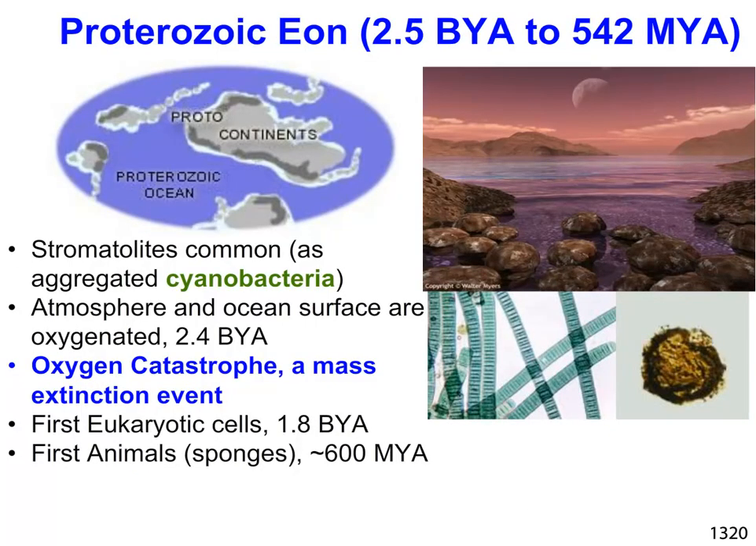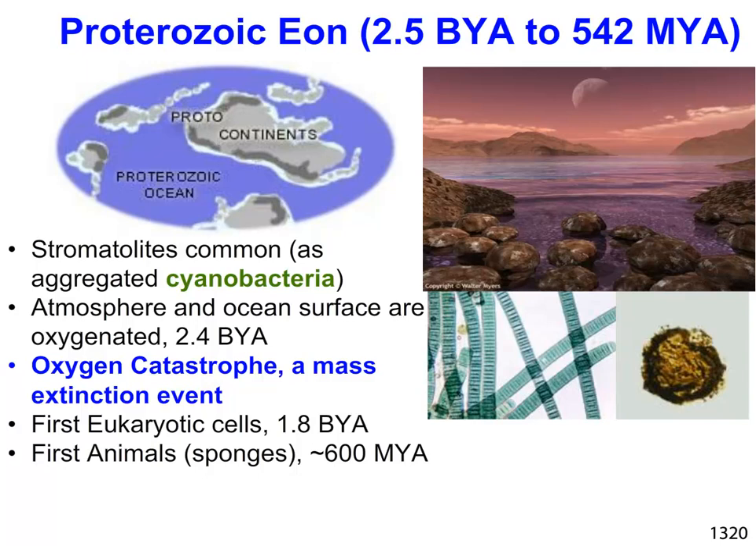Okay, then we get to the Proterozoic eon, which is 2.5 billion years to 542 million years ago. Stromatolites would be common, and these are basically cyanobacteria that live together in a colony. The atmosphere and ocean surface would finally become oxygenated. Yay! In fact, there would be what's known as an oxygen catastrophe, because all the critters that could not live in the presence of oxygen, the extremophiles, by the way, would eventually be pushed back to areas where there wasn't any oxygen, which you can imagine now is pretty limited, when before this time they actually used to dominate the Earth.